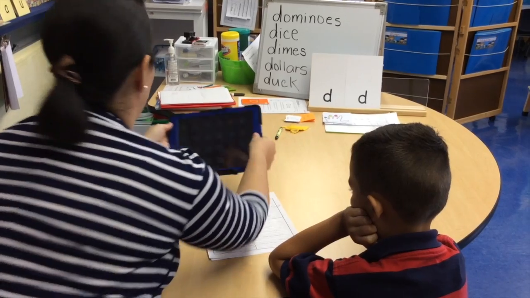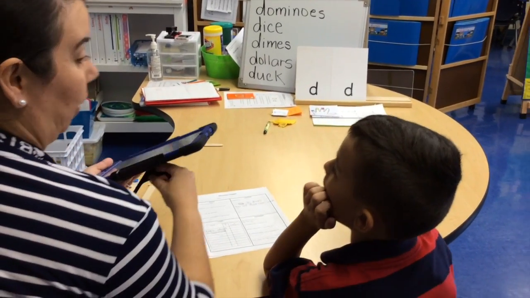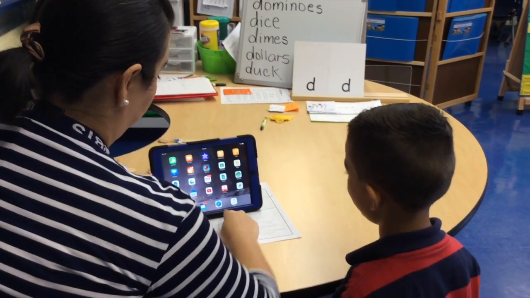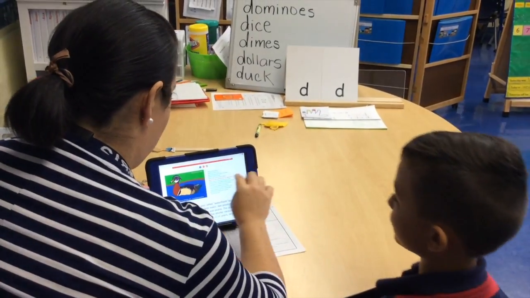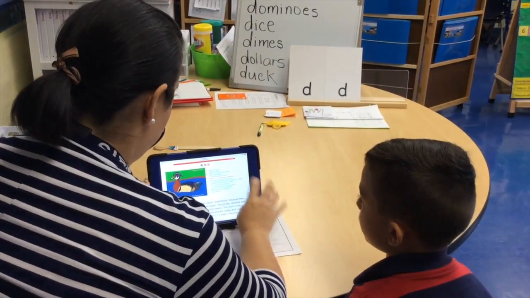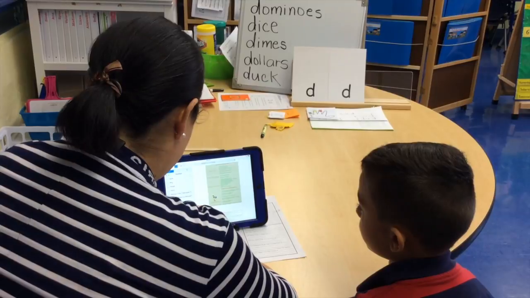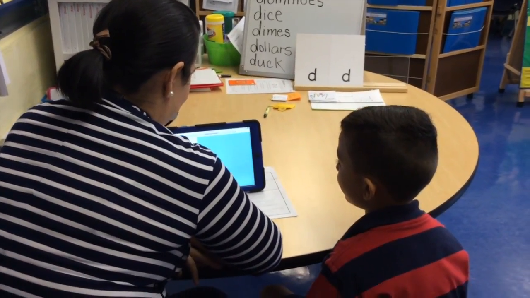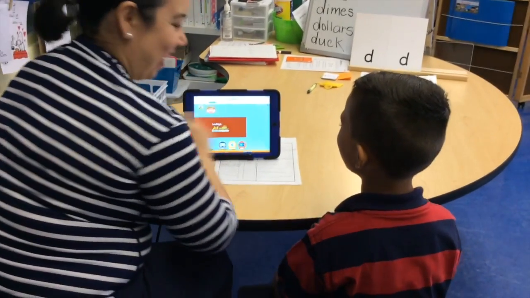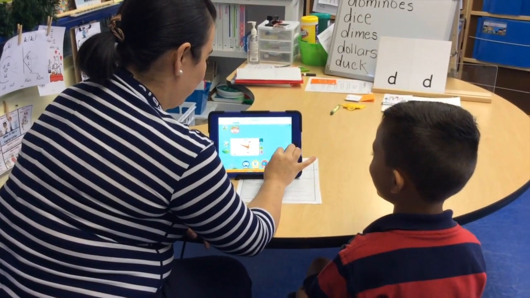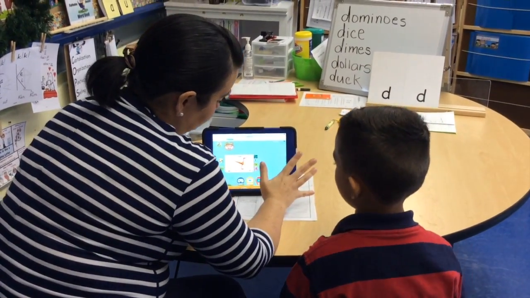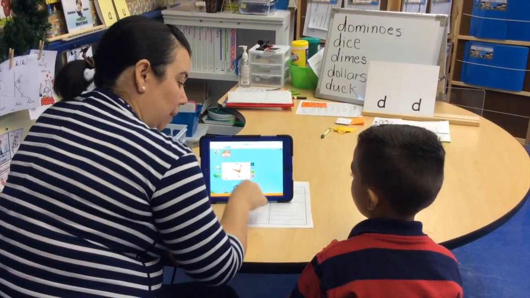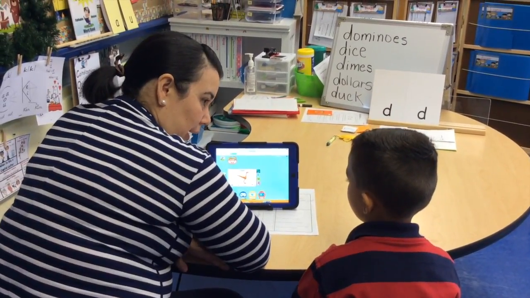Okay, now I've already gone ahead and found the dinosaur train. I want to see a dinosaur. There he is. Great. We're going to talk a little bit about this, and then maybe for homework, I'll tell Mom to show you the videos, okay?